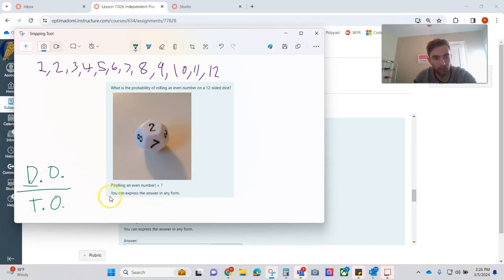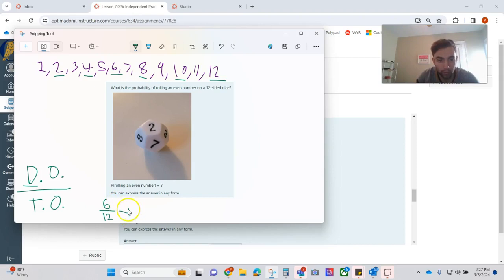I desire an even number. That's what I desire. I have 1 even number, 2 even numbers, 3, 4, 5, 6 even numbers. So 6 out of 12 outcomes are outcomes I want. 6 out of 12 numbers are even. So if rolling an even number is what makes me win, I have a 6 out of 12 chance.